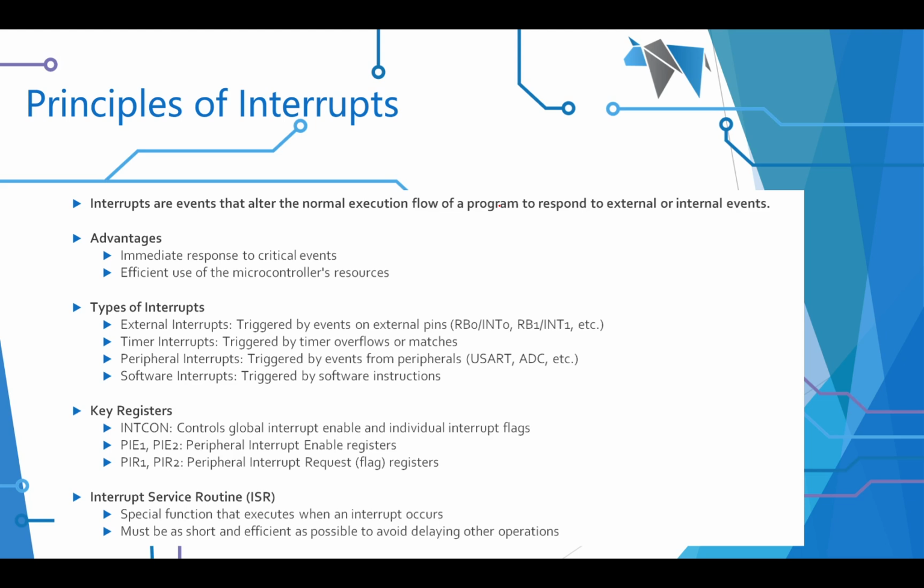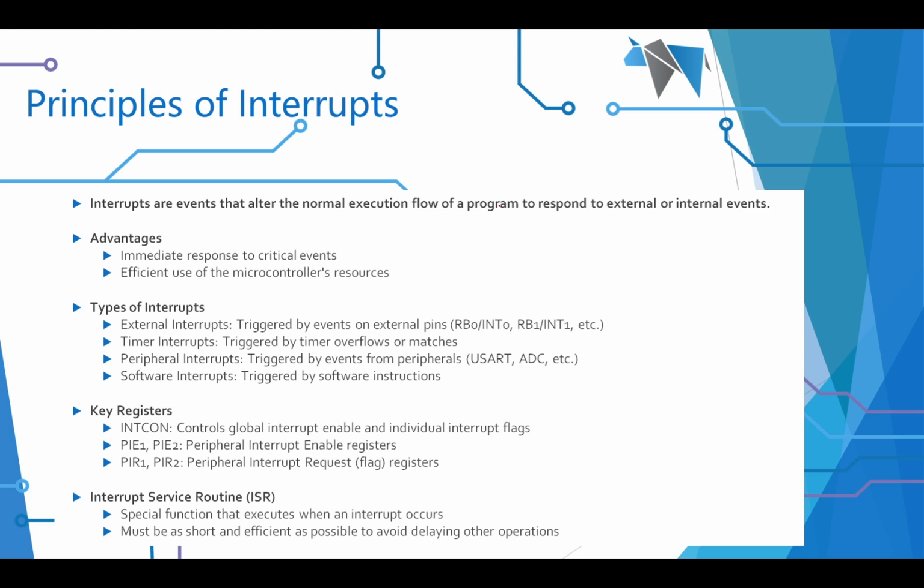The advantages are it's immediate and it efficiently uses the resources of the microcontroller. But there are many different types of interrupts, not like your front door. There are external interrupts, and we're going to look at an external one, being a signal coming into the microcontroller. There are timers, there are peripherals. We've used the USART and the ADC. As they change state, they can raise an interrupt. And software can also do the same. You can make a software interrupt.